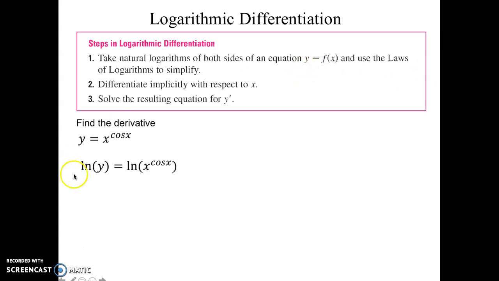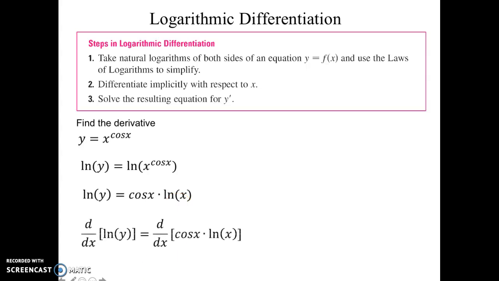Now remember, our natural log rules say that if I take the natural log of a function that has an exponent, the exponent can come to the front of the log. Remember, that's one of our many rules that we have for logarithmic properties. So this can be rewritten as the natural log of y equals the cosine of x times the natural log of x. All right, so now I took the natural log of both sides and then I manipulated and simplified by using one of my rules for logs.